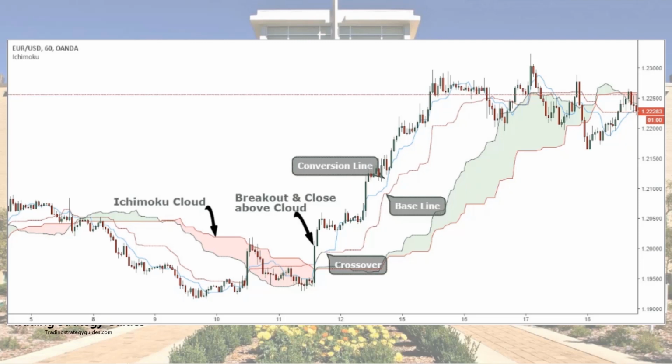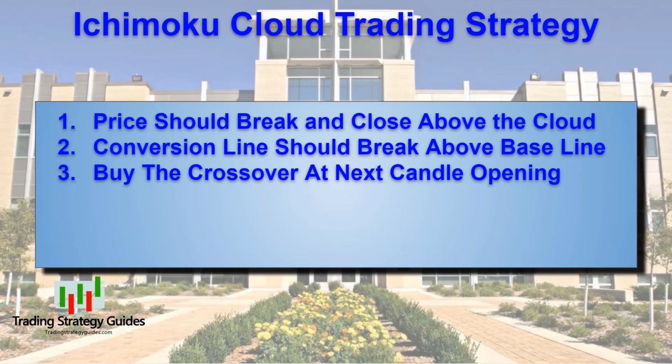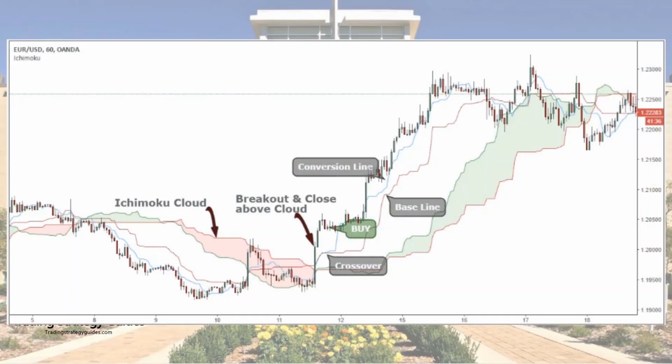The Ichimoku cloud indicator is a very complex technical indicator. But now we're going to lay down a very simple entry technique. You want to buy after the crossover at the opening of the next candle. Ideally, any long trades using the Ichimoku strategy are taken when the price is trading above the cloud. We added an extra factor of confluence in this rule set before pulling the trigger on a trade. So after the crossover, we buy at the opening of the next candle.